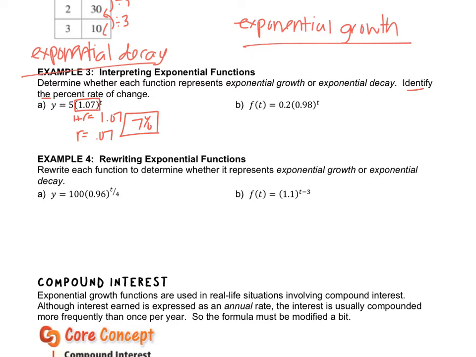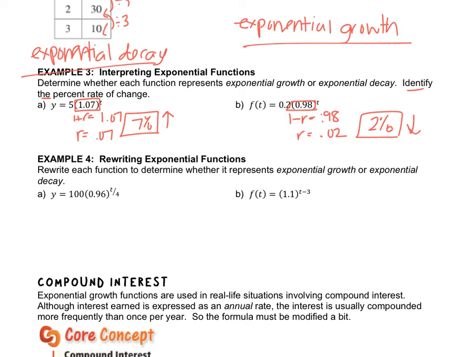So it's growth because the value is greater than 1. In this equation, our growth factor is less than 1, which means it's not a growth factor, it's actually a decay factor. So if 1 minus r is 0.98, then r must be 0.02, which means that my decay rate is 2%. So it's going down 2%. This one is going up 7%.